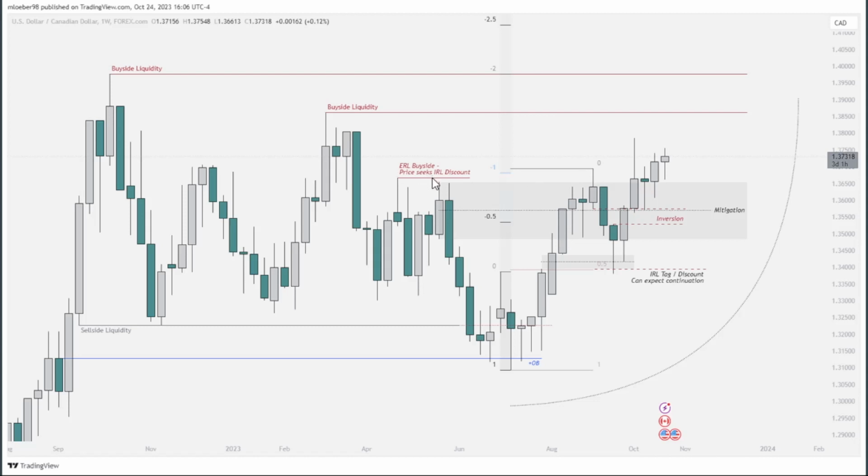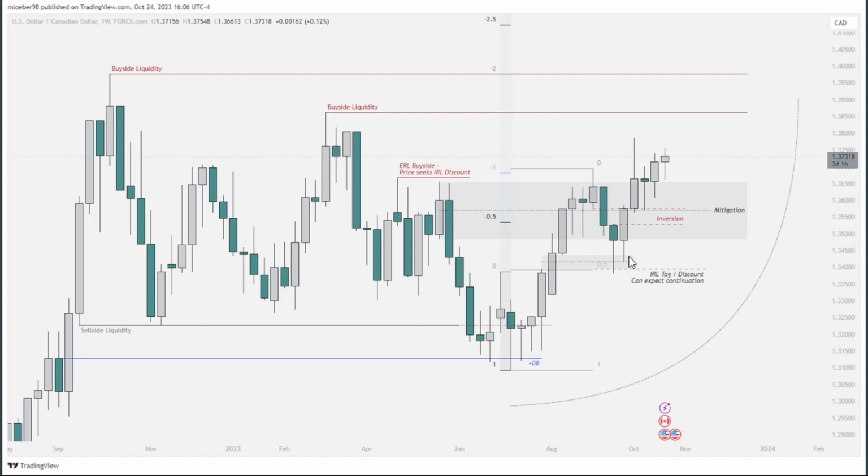And after price reaches external range liquidity, what does it do after that? It seeks internal range liquidity and discount of the swing, which it did right here. After price ran the external highs, it retraces. We find discount of the range. After we find discount of the range, this is our internal range liquidity.